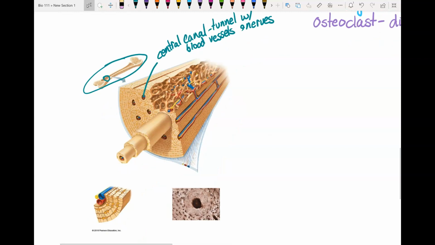Then we have out here the outer membrane, the periosteum. This is a covering on the outside of the bone. This is where osteoblasts are made by mitosis. So this is where new bone cells come from. So here in the periosteum, you have mitosis, cell division, makes new osteoblasts. So those new osteoblasts, once they're made, they migrate to a central canal. So the osteoblasts are going to be made out here in the periosteum, and they're going to migrate to a central canal.